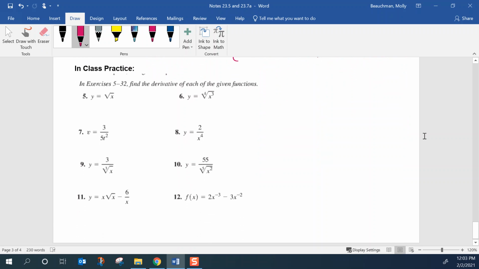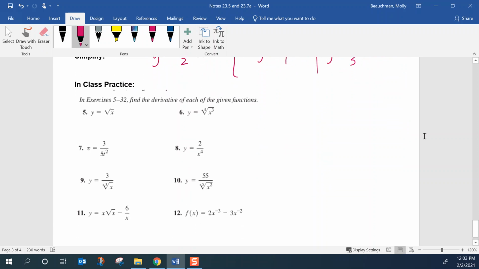Okay, then you'll have some in-class practice problems. We'll do 5 through 11 together, and then I'll have the answers for 6, 8, 10, and 12. So number 5, y is equal to the square root of x. That's the same thing as x to the half. So we're going to get y prime is equal to 1/2 times x to the power of 1/2 minus 1, which is negative 1/2.